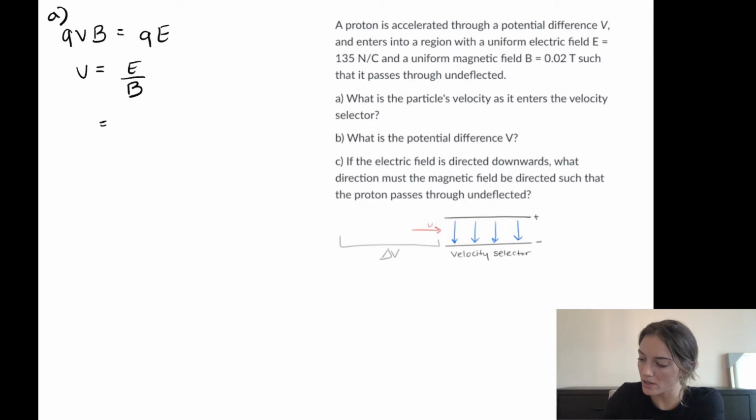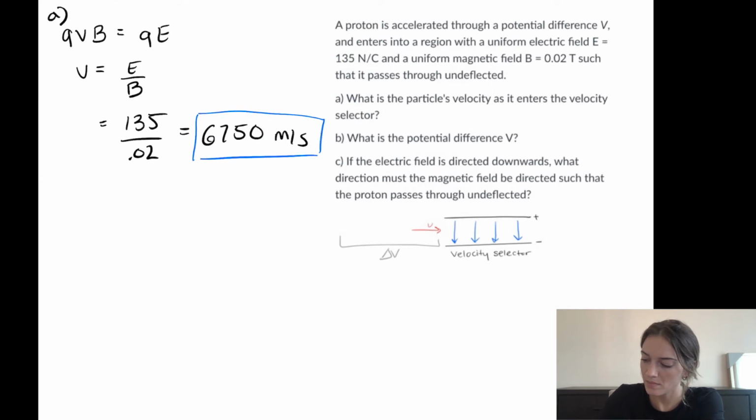So E was 135 and B was 0.02. So that comes out to 6,750 meters per second. All right, so that's part A. Now for part B, what is the potential difference V? What potential difference is this proton accelerated through such that it has this velocity when it gets to the end of that potential difference?